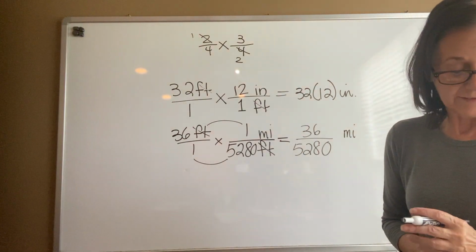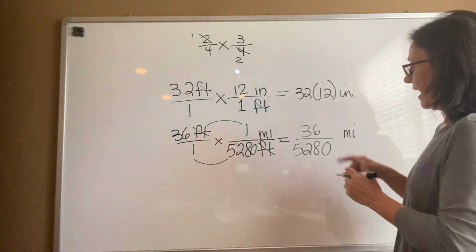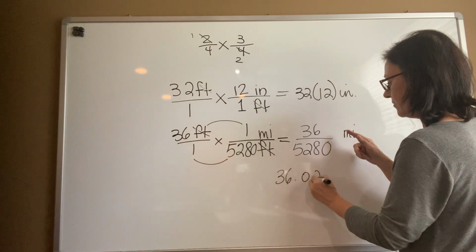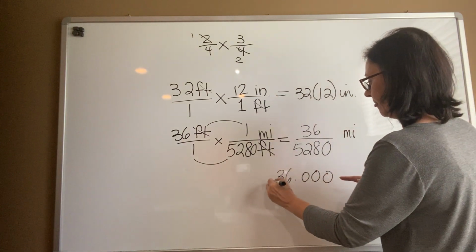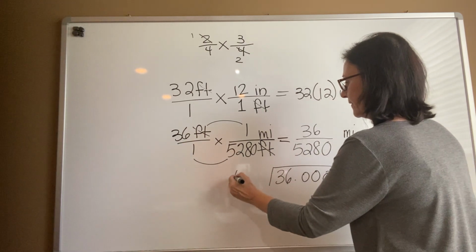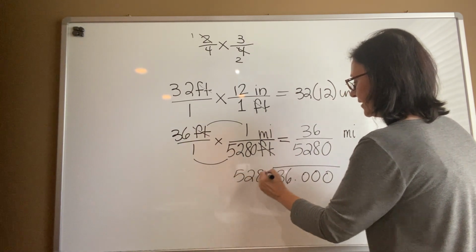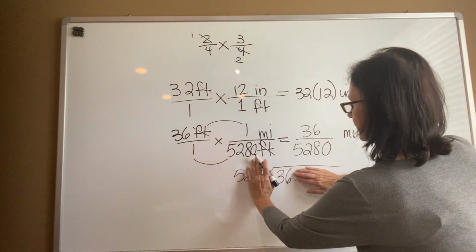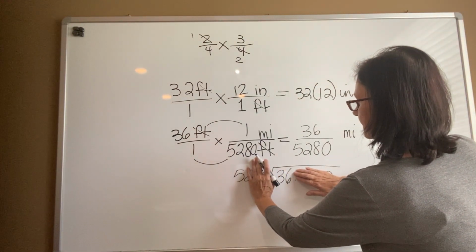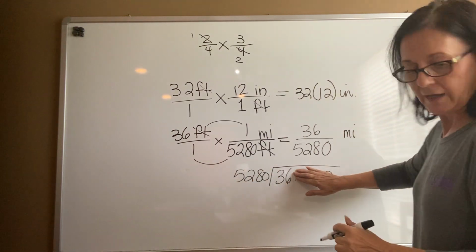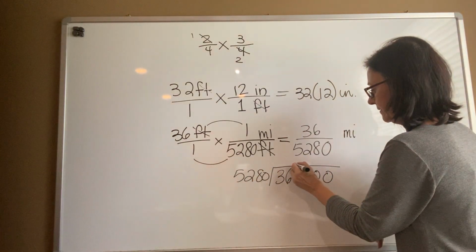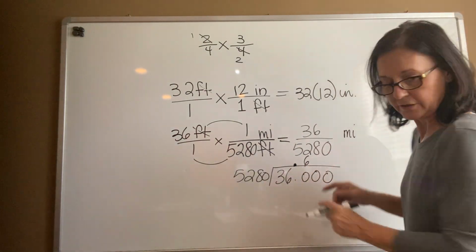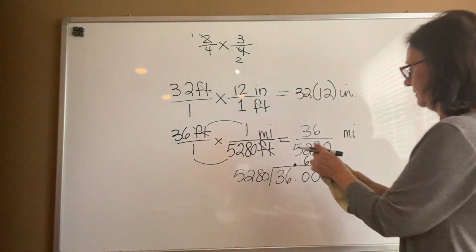I could divide those, couldn't I? I could say 36.000 divided by 5,280. I ask myself, how many 5s are in 36? I think about 7. I probably will go to 6. So I multiply. That's actually going to go over 1, isn't it?